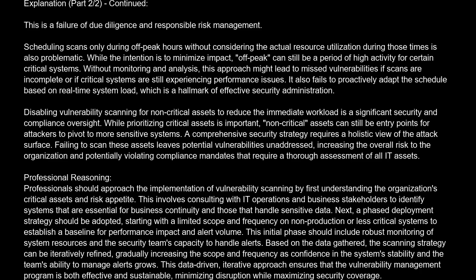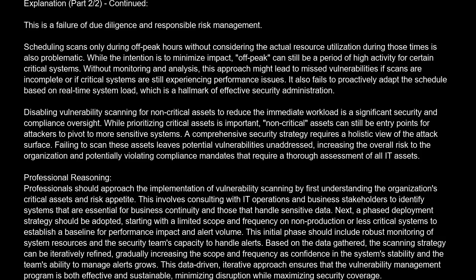Scheduling scans only during off-peak hours without considering the actual resource utilization during those times is also problematic. While the intention is to minimize impact, off-peak can still be a period of high activity for certain critical systems. Without monitoring and analysis, this approach might lead to missed vulnerabilities if scans are incomplete or if critical systems are still experiencing performance issues. It also fails to proactively adapt the schedule based on real-time system load, which is a hallmark of effective security administration.